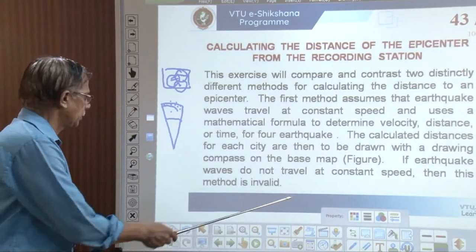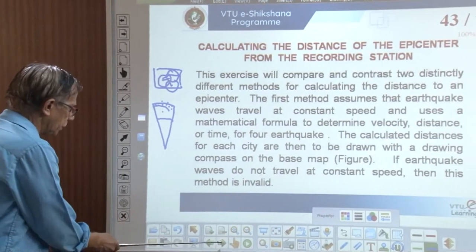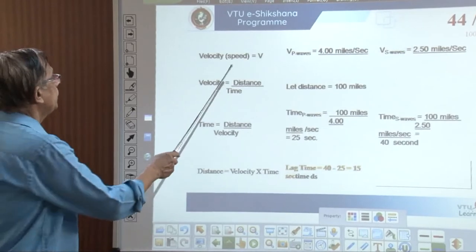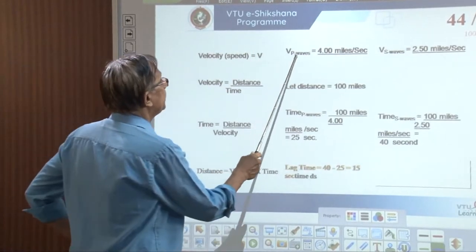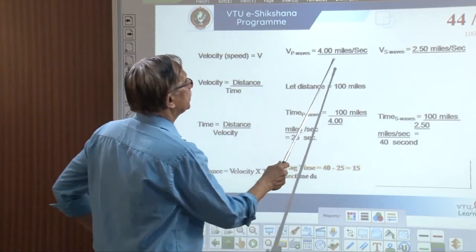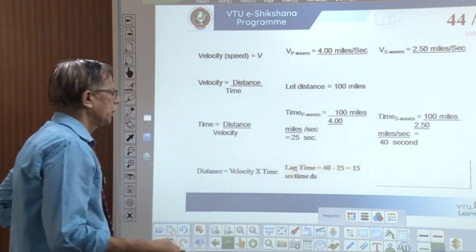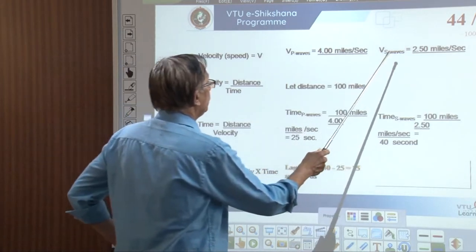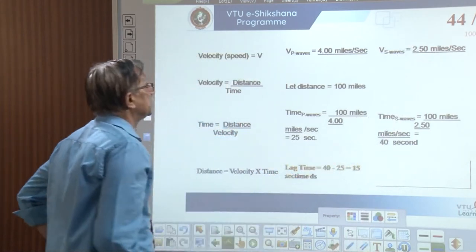Now, I am trying to consider this. We try a simple method. For example, the velocity of a wave, say consider the P wave. It travels with a velocity of 4 miles per second, miles or kilometers, whatever the unit we can say. And then we have, say, the S wave, which travels with a different velocity.